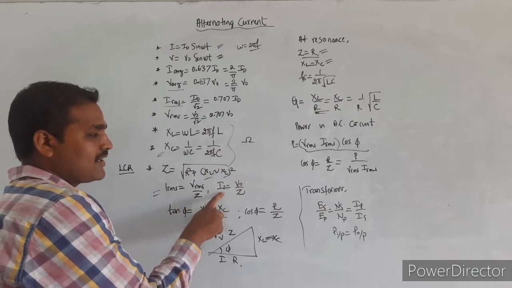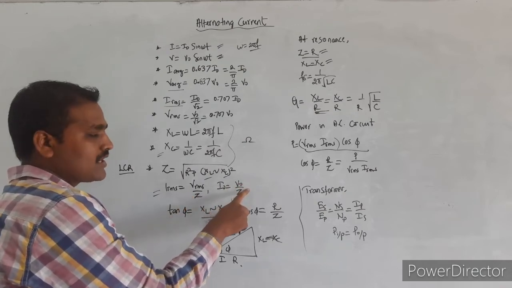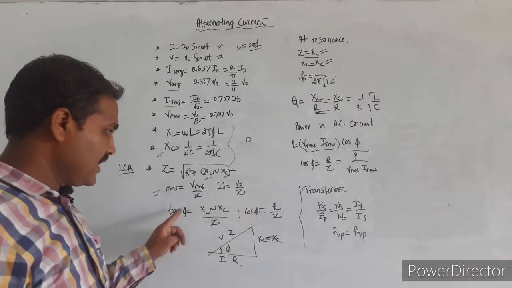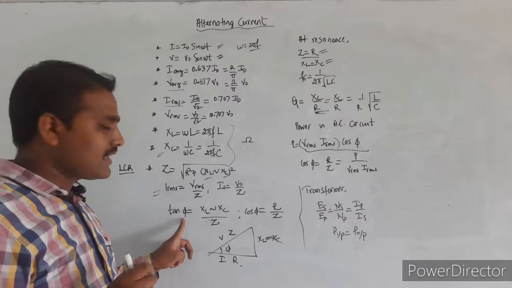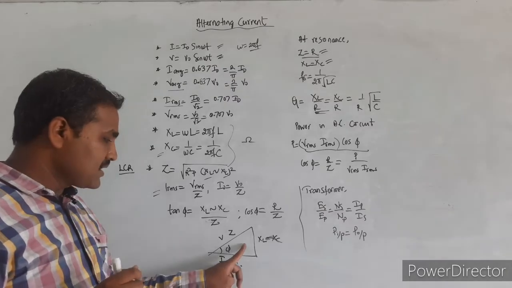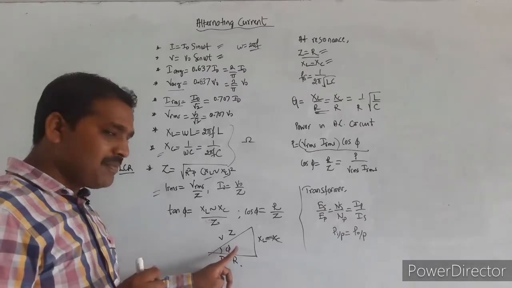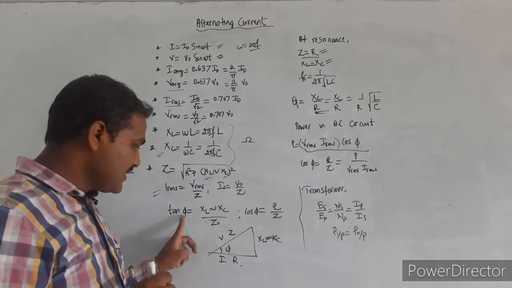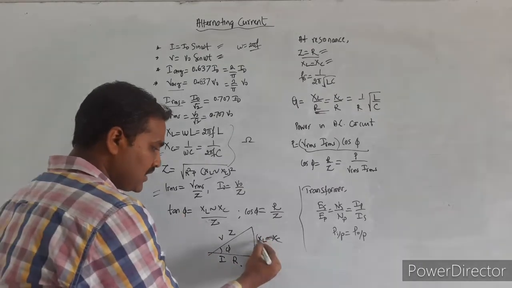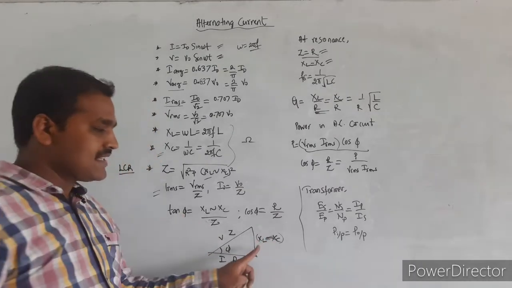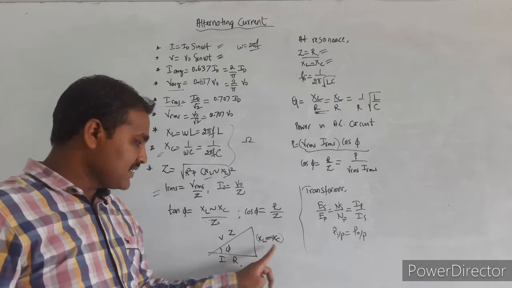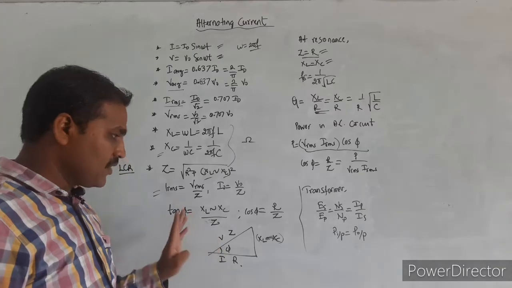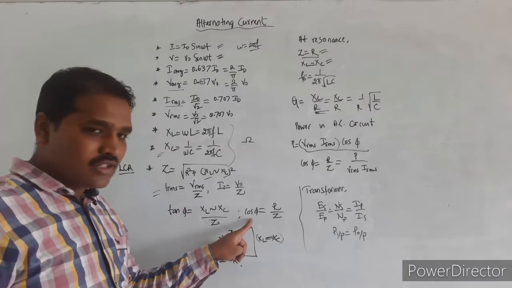Similarly, the peak value of current is equal to the peak value of voltage divided by the impedance. The phase angle between the voltage and the current is given by the impedance triangle. From the impedance triangle, tan phi is equal to the difference of XL and XC. In this case I am taking XL greater, so I write it as (XL minus XC) divided by Z. Or I can also use the cos function.